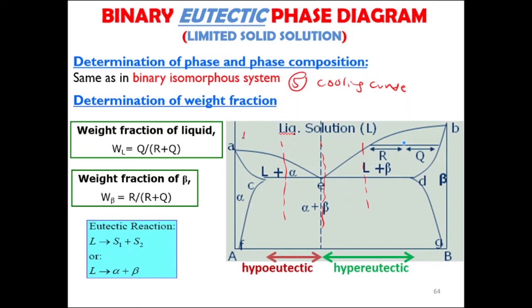How about the cooling curve over here? At this composition, the cooling curve is the same as the cooling curve at hypo or hyper-eutectic, where you have two temperatures. The first one is over here, then the second one is over here. But the difference is the cooling curve at this composition will be the same as cooling curve for solid phase on binary isomorphous phase diagram.